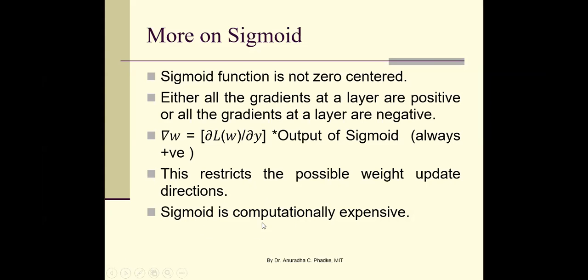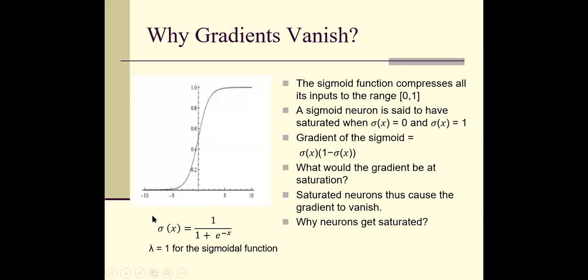And one more drawback of sigmoidal is that it is computationally expensive. Why computationally expensive? Because for every neuron you need to compute this term 1 upon 1 plus e raised to minus x. For every neuron, your input x is different. For hidden neurons, your output from the previous layer for every neuron is different. So you need a large amount of computations.